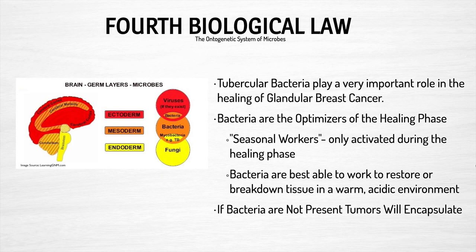Now, the fourth biological law, this was when we talked about the tubercular bacteria. This is the ontogenetic system of microbes and how important microbes are to our healing. They're so important for the healing of a glandular breast cancer. They optimize the healing phase. When you move into healing, that bacteria was there before. If you tested your body right now, there's so much bacteria that conventional medicine would say that's a pathogenic bacteria, tubercular, staph, strep. The previous assumption was that the immune system just keeps those in check, but sometimes they get activated, or your immune system goes down, and then you are, quote, infected.